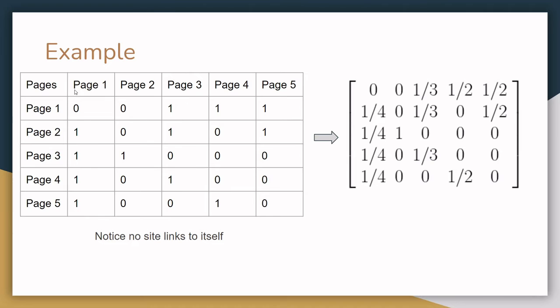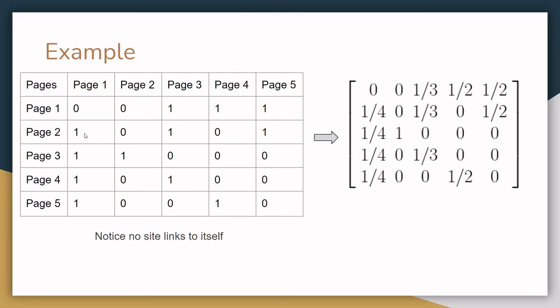Now, notice that no site links to itself. That's very important. If it does link to itself, it would start causing problems, and this does not work in the way we would want it to work at all. So we want to transform this into a matrix, because as a table, it's not very helpful. And so we have this matrix over here. And we can see that, since page 1 doesn't link to itself, we put a 0.